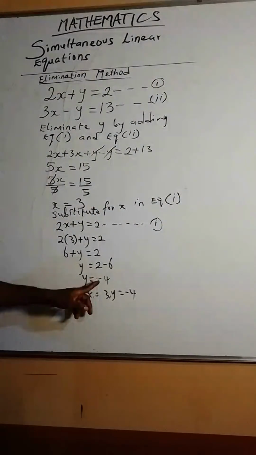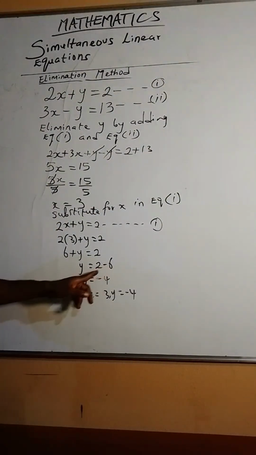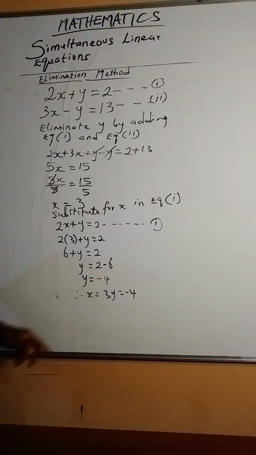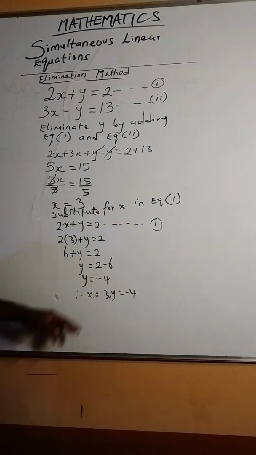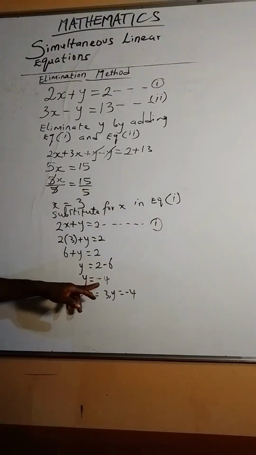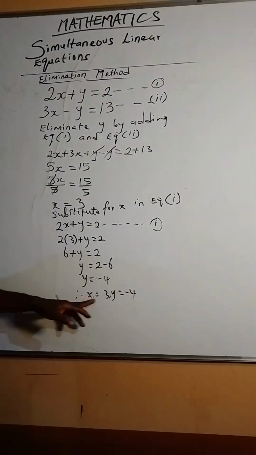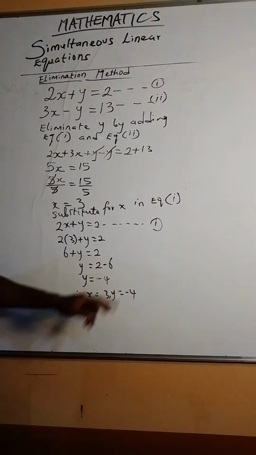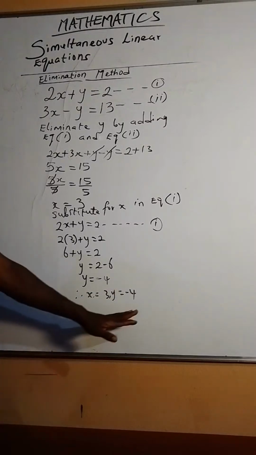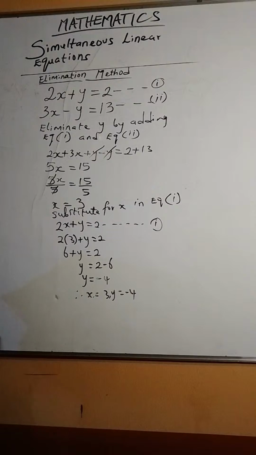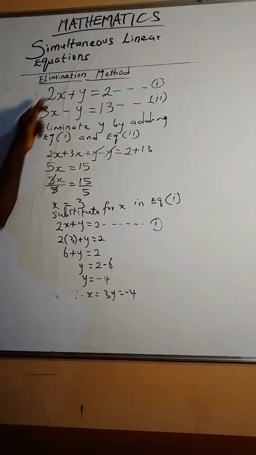So that's why we have minus here. Then 2 minus, or 6 minus 2 is 4. So that's why we have a minus 4. And this is the answer for y, and this is for x, which means the answers are x equals 3 and y equals minus 4. So these are the solutions to these simultaneous equations, and we are able to solve them using the elimination method.